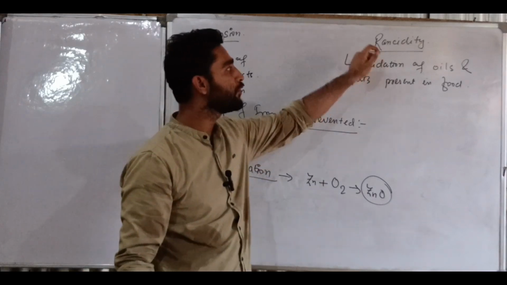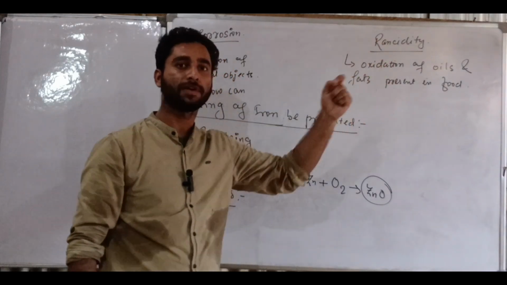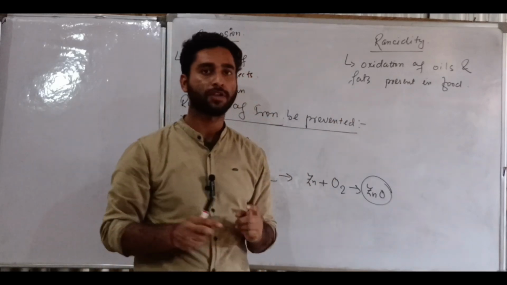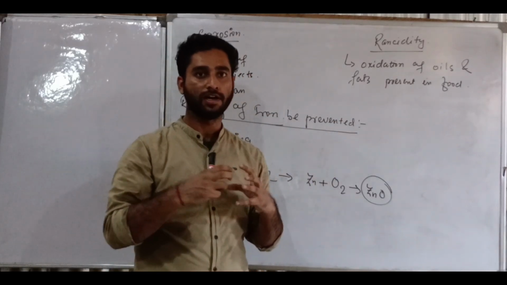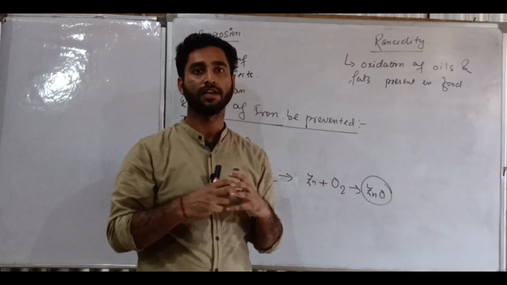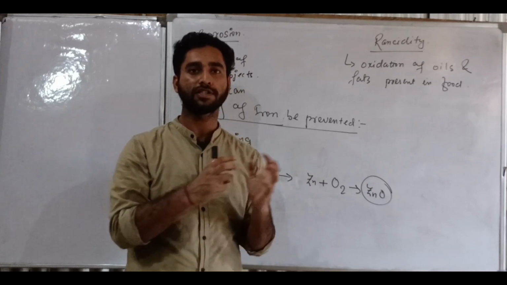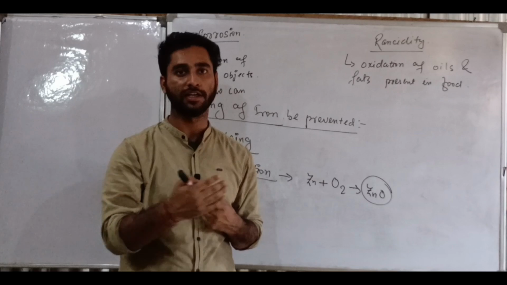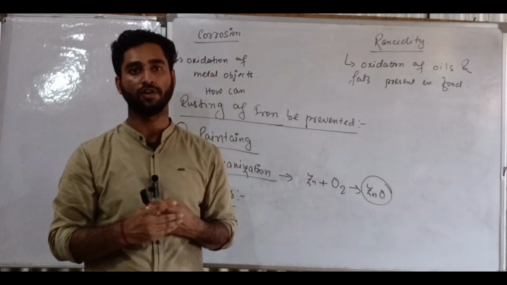Now, how can we prevent food items from getting rancid? One method I already told you: we can mix some antioxidants with the food items. For example, nitrogen acts as an antioxidant. It prevents the food items from getting oxidized.